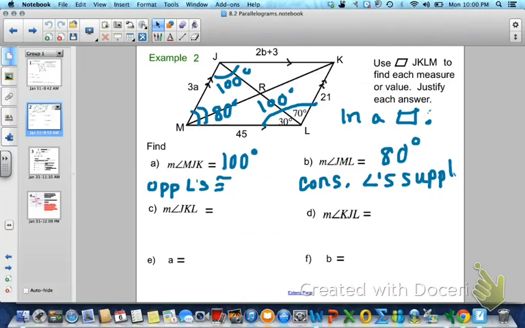Letter C, the measure of angle JKL is right here. Again, that's another opposite angle to the measure of angle JMK right here. We've got these two opposite angles, which means they're congruent. So since JML right there was 80 degrees, then we can also say JKL is 80 degrees.